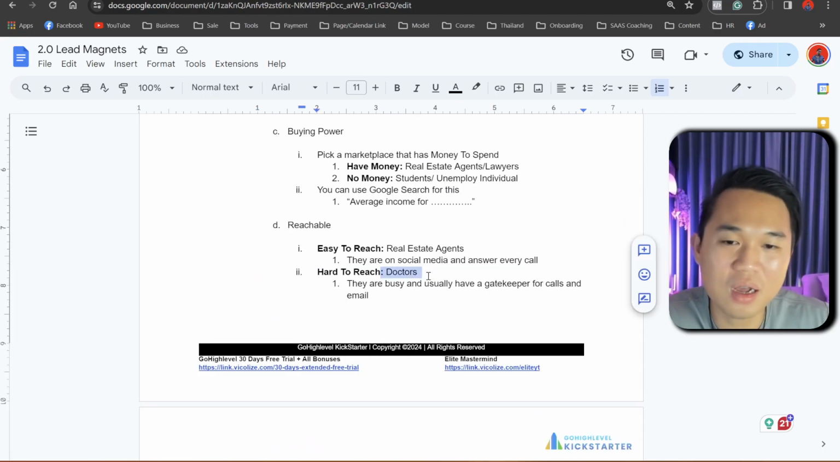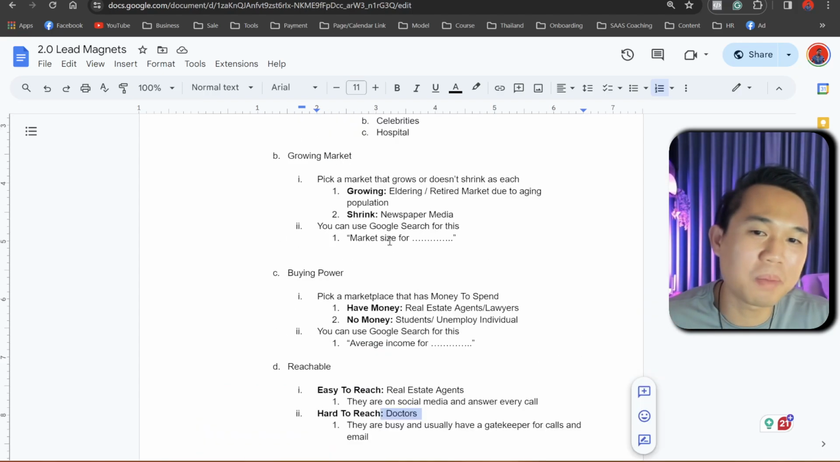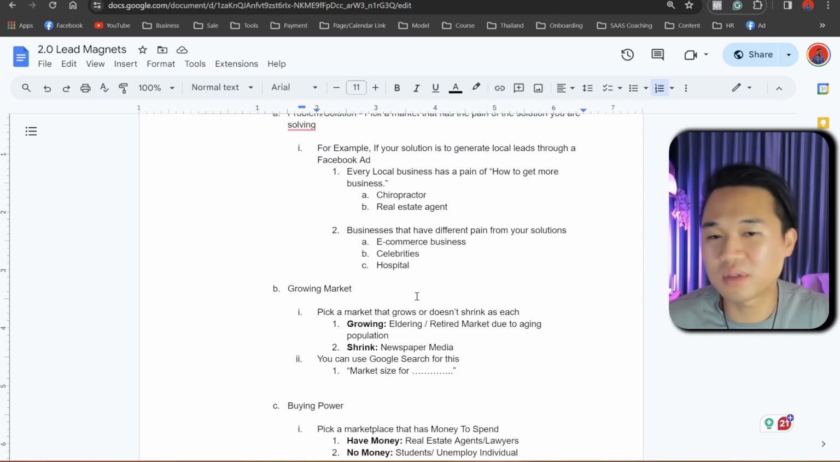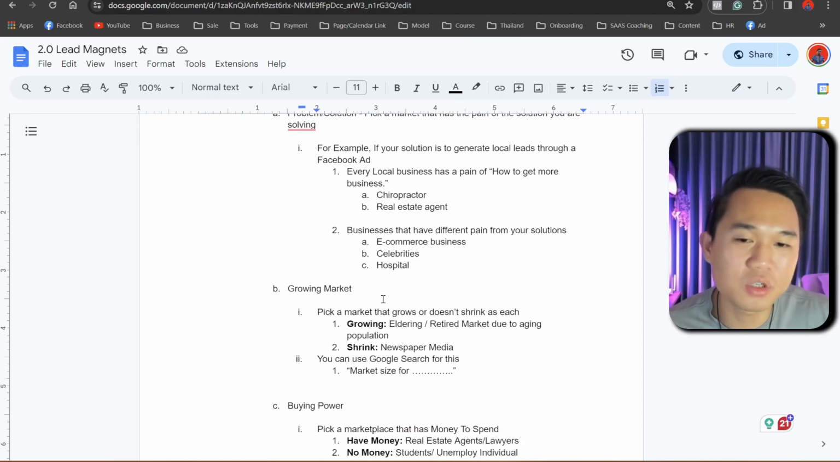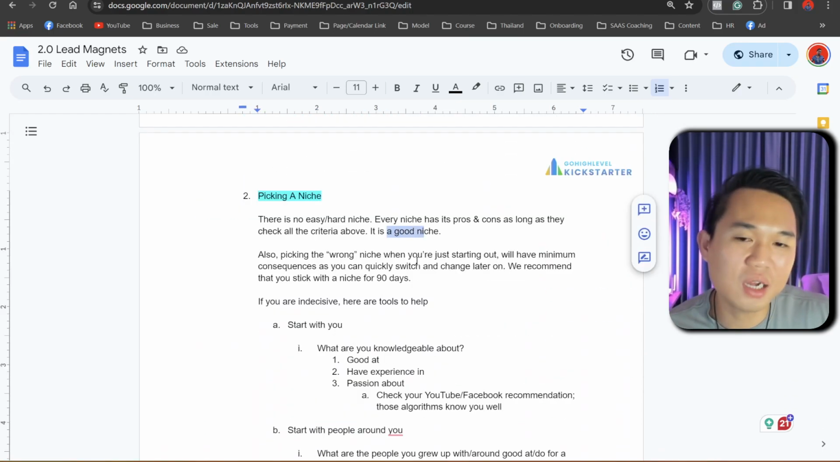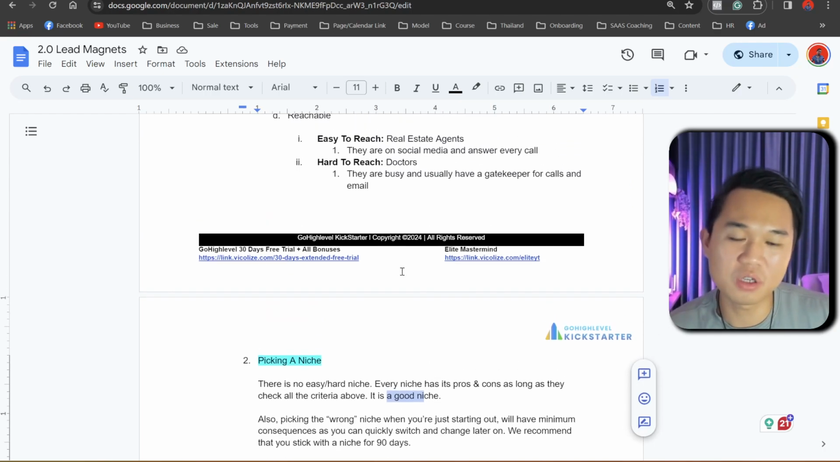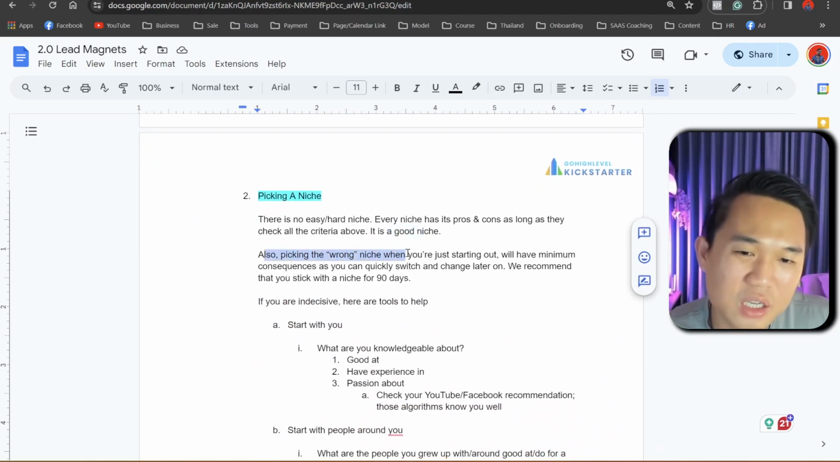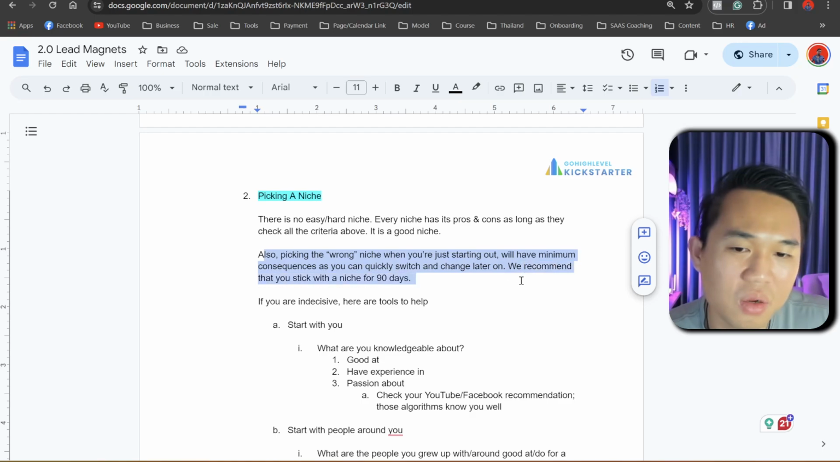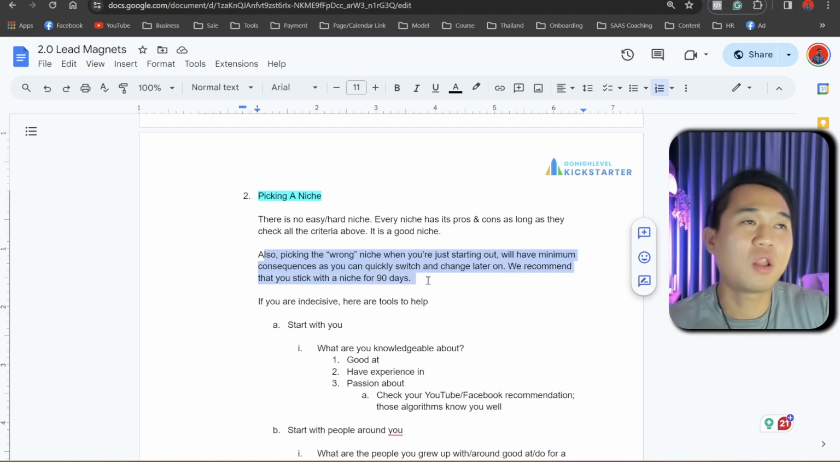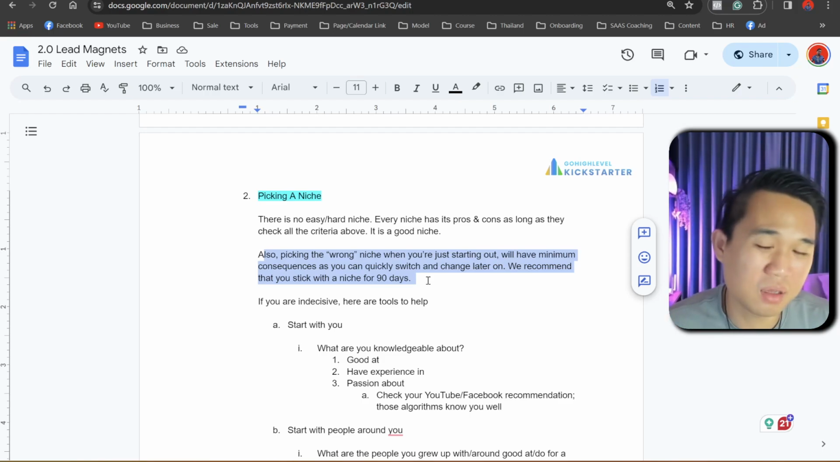For example, a doctor is hard to reach, but they have buying power. They are a growing market, depending on what country and what city. And as long as you have a problem-solution market for a doctor, as long as they check these 4 criteria, it's a good niche, at least for you. Also, picking the wrong niche when just starting out will have minimal consequences as long as you can quickly switch and change later on. We recommend that you stick with a niche for at least 90 days, 3 months. We have a lot of students coming in who spend a week or even a month picking a niche.